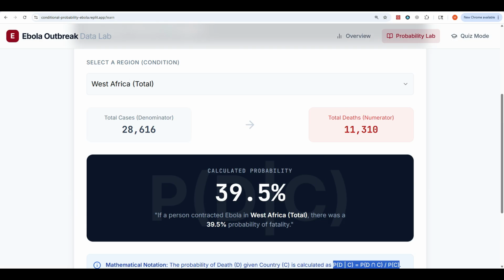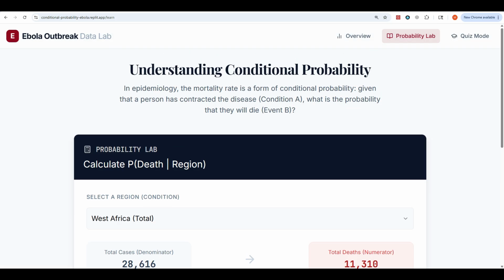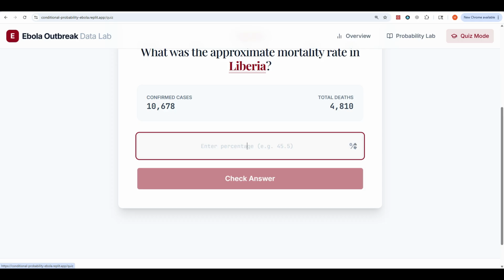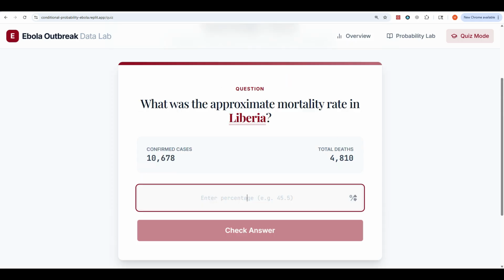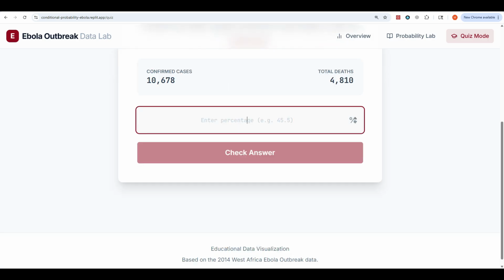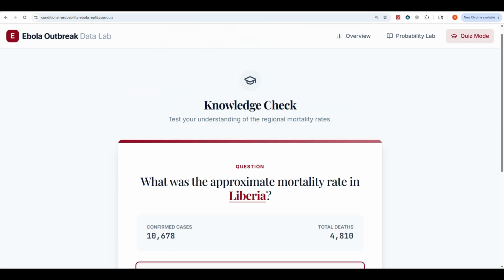And then the last part of this web app is a quiz mode, and it will ask you a variety of questions like what's the approximate mortality rate in Liberia, and then you go through that information from the table and enter it here, and you can check your answers.